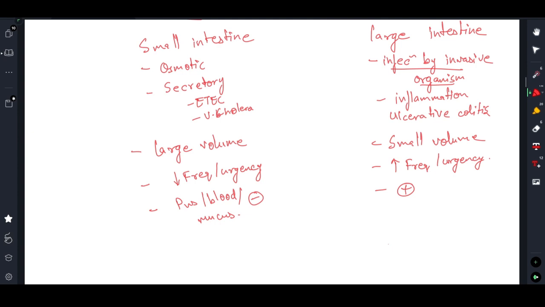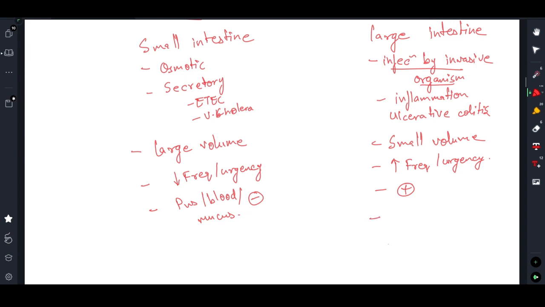Whereas what is dyschezia? Dyschezia is difficulty in passing stool, which is due to poor coordination between the abdominal and pelvic muscles. It is not due to constipation. You won't find hard stools. It is due to poor coordination between the abdominal and pelvic muscles.